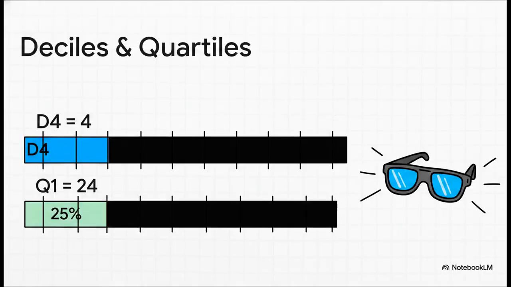And once our data is nicely organized, we can slice it up to understand its distribution. We use deciles and quartiles to chop vast datasets into incredibly useful, digestible percentages. For example, looking back at our previous dataset, the fourth decile, or D4, equals 4. Or consider this. If the first quartile, Q1, of a dataset is equal to 24, that immediately tells you that exactly 25% of the entire data falls below the number 24. It's kind of like having X-ray vision for numbers.